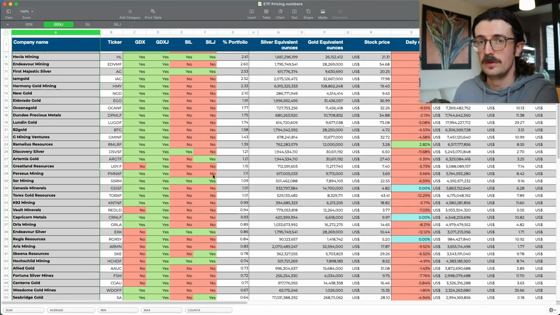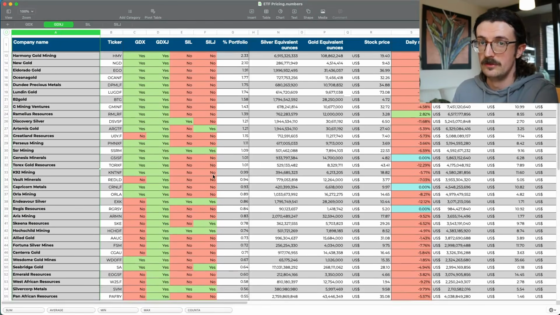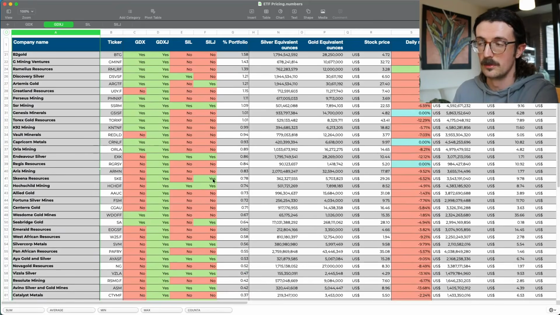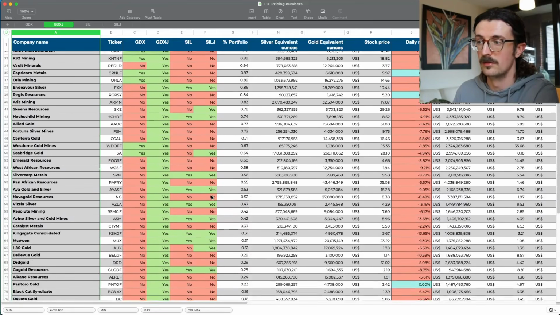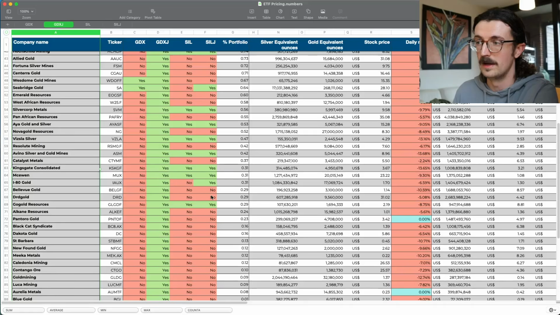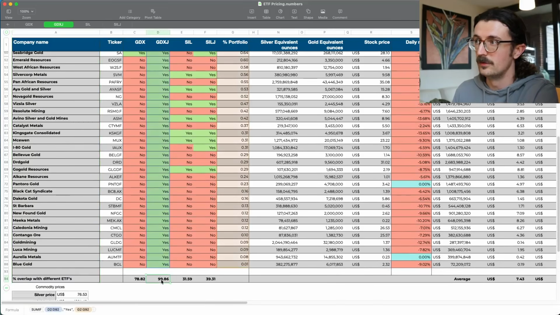Just the same as with the GDX, there is a big overlap with the GDXJ as well. And I'm going to show you exactly how big that overlap is on a weighted basis. So this is the GDXJ. You can see that there is a 78% overlap with the GDX. And that is quite a large overlap.